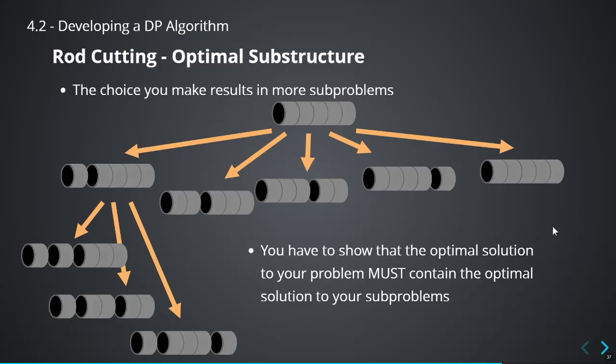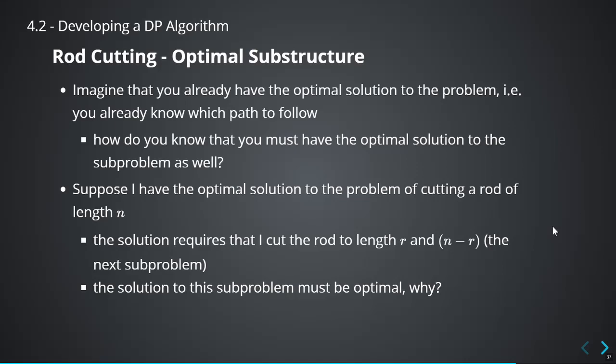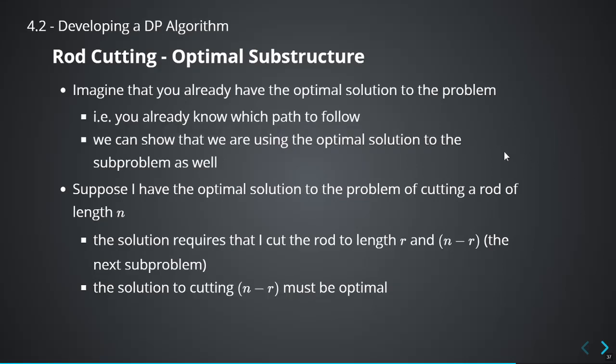So how do we do that? You have to prove it using this technique. There's a procedure that you have to follow. This is a proof by contradiction. We're going to start by assuming that we have the optimal solution. So I already have the optimal solution. I know which path to follow, like in the search tree, I know which subproblem is going to contribute to my optimal solution. And we can show that we are using the optimal solution to the subproblem.